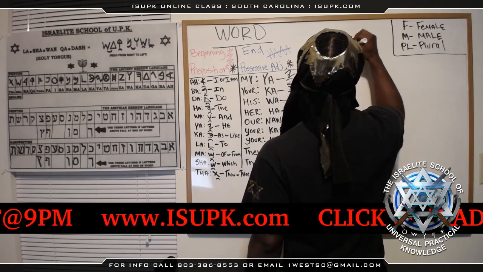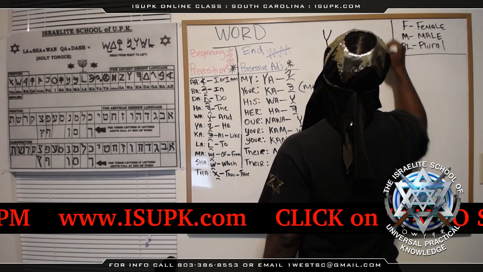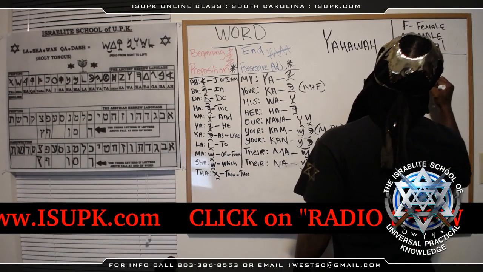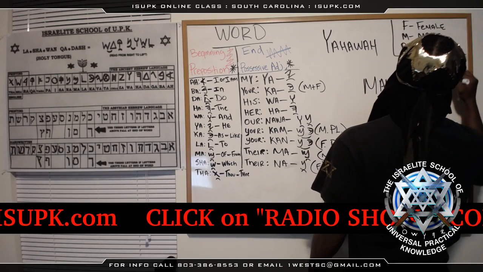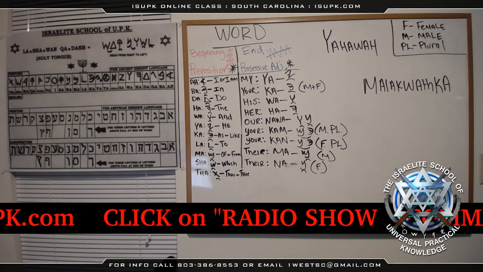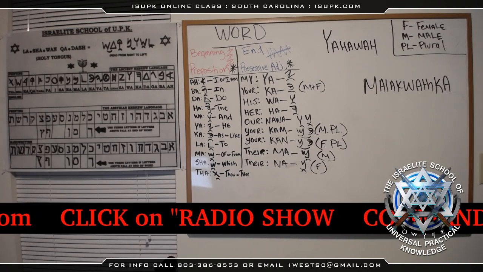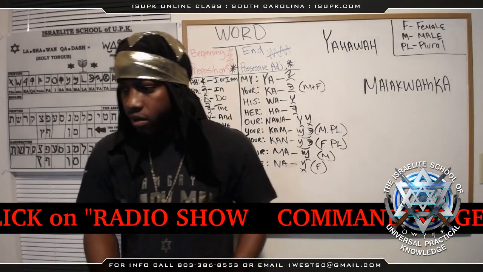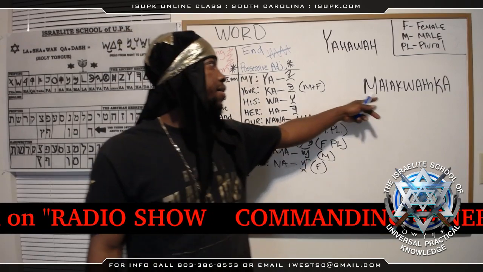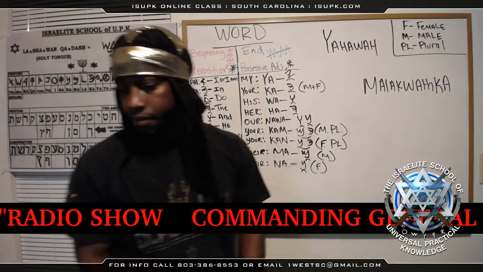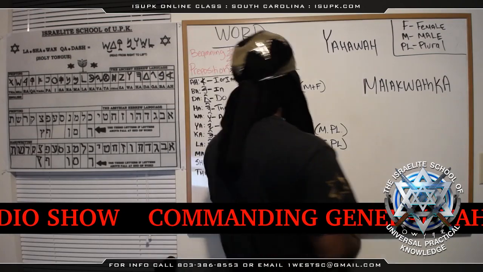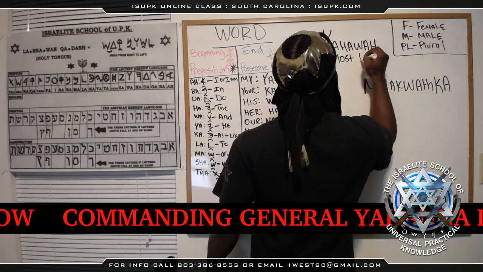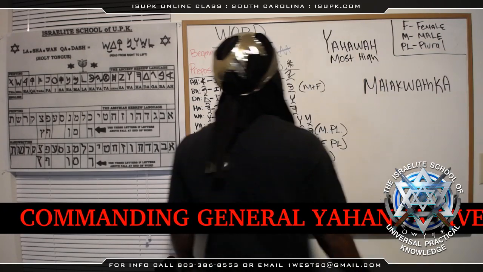Yahweh. Malak with Ka. Now that's another word right here. It's a mouthful. You just look at it, you read it, and it's like, what does this mean, this word here? Malak with Ka. Yahweh, of course, means Most High. Right? Most High.